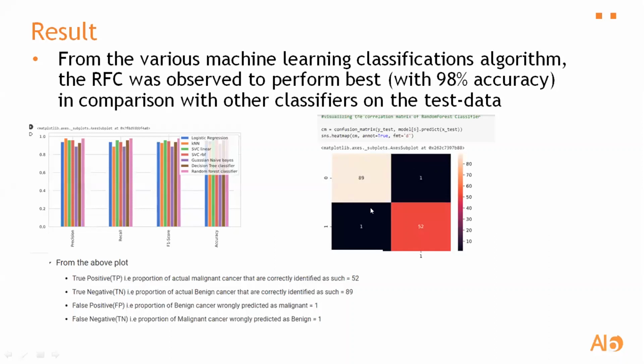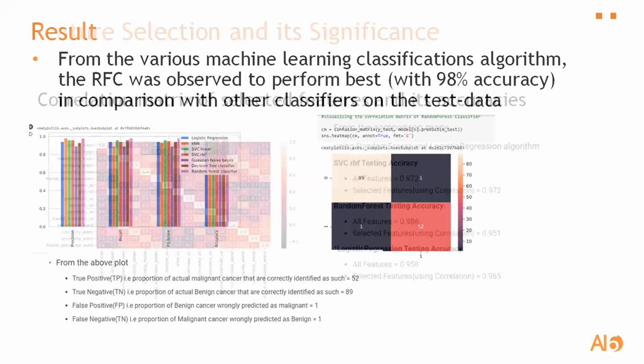So this image is actually on the random forest classifier. Our benign is actually negative, and our malignant is actually positive. The data set we had 90 benign patients, but our classifier was able to give us 89 negative and 52 instead of 43. So the remaining one became our false positive and our false negative.